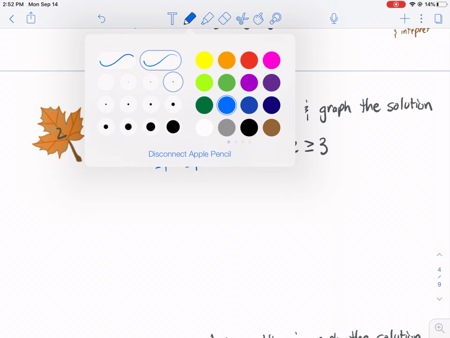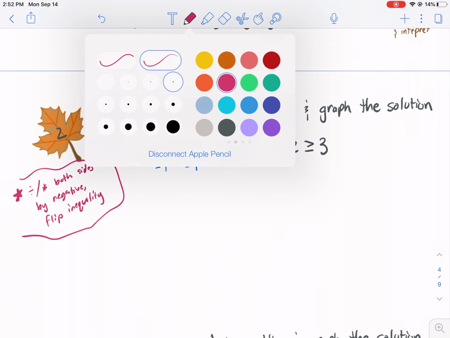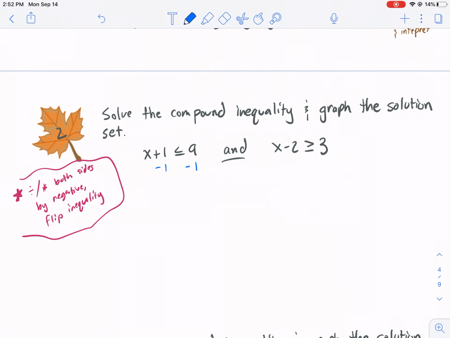Oh, don't forget, this is a great reminder. If you divide or multiply both sides by a negative, you're going to flip the sign. Okay, that's something to always keep in mind. Flip the inequality. That's our little reminder. I don't know if we're going to run into it, but just in case. x is less than or equal to 8.